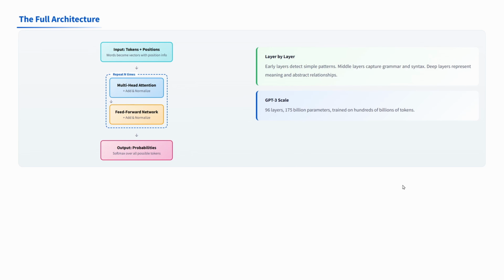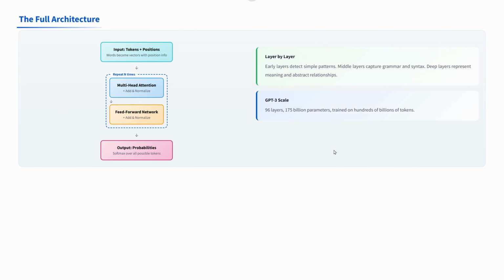Now let's see how it all fits together in one visual. Look at the architecture diagram on the left. At the very top, we have the input layer. This is where tokens get converted into vectors and positional information gets added. We'll talk more about positions in a moment. Then we have the main block that repeats itself maybe n times.